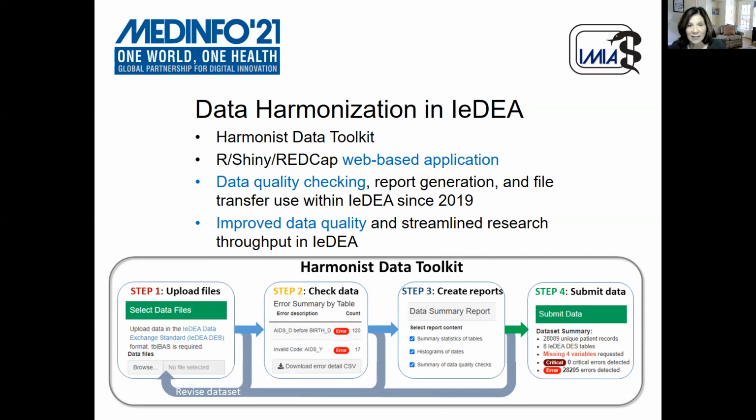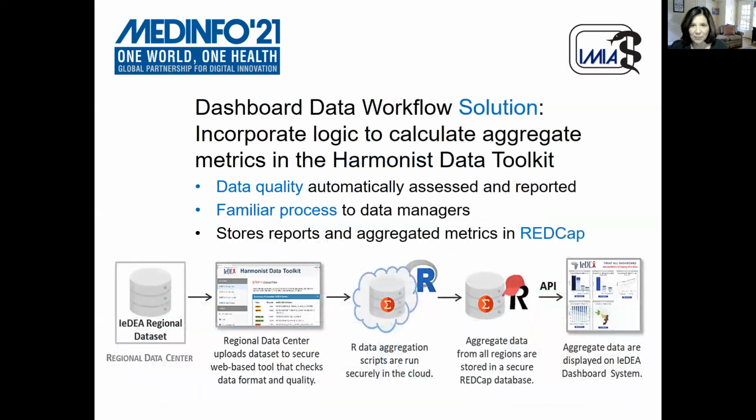The toolkit checks data sets for conformance to the data model and then performs other data quality checks, and then automatically generates reports that summarize the data set and its quality. If the user is satisfied with the quality of the data set after reviewing these data quality results, the fourth step of the application provides an option to transfer the data set along with its report to secure cloud storage where it can be retrieved by the investigator before automatically being deleted after 30 days. And this application has been in use within IDEA since 2019 and has been really well received.